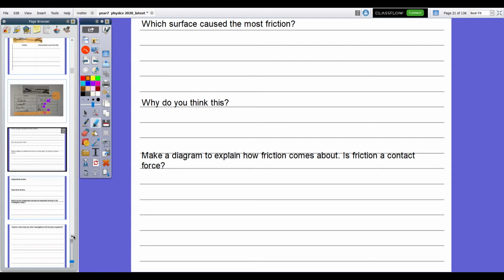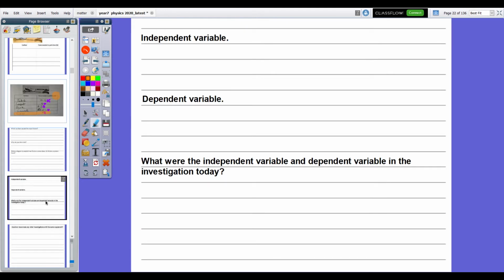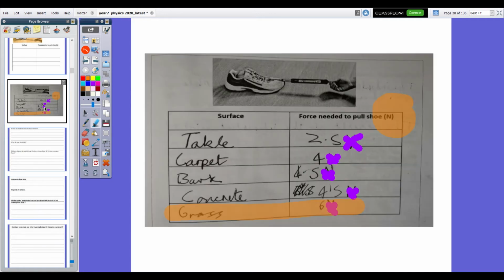Okay. Right. So this investigation, let's just go back to this investigation. Actually, let's talk about what we did. So in this investigation, what did we do? We changed the surfaces and we pulled the shoe along. Now, if we wanted to, we could have done different investigations. We could have really kept the surface the same. We could have just done it on the carpet every single time and used a different type of shoe, in which case we'd be investigating which shoe had the biggest friction.